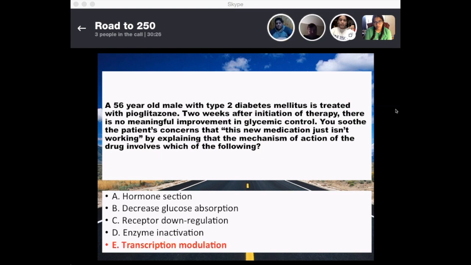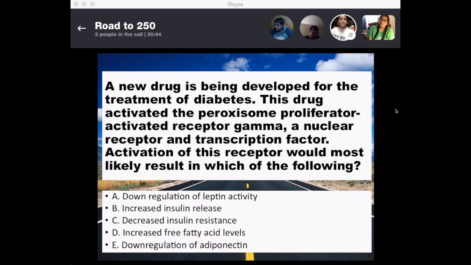Yeah, exactly. It's pretty straightforward after reviewing the thiazolidinediones. If you told a patient, "Oh, it's transcription modulation," they'd be like, "What are you talking about?" Right, exactly. I'd probably be like, "Yeah, you're still wrong." All right. One last question.